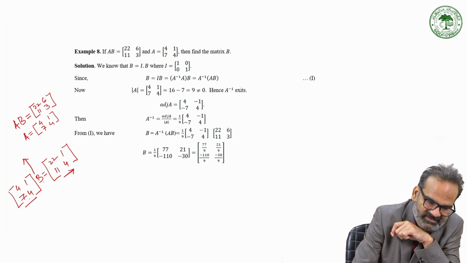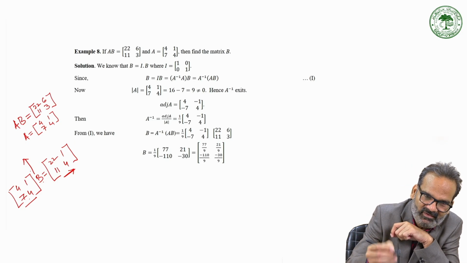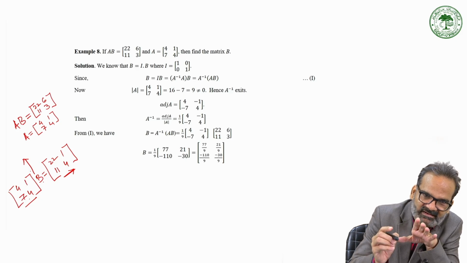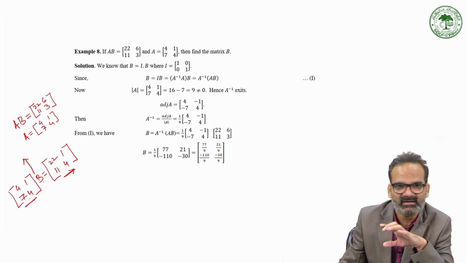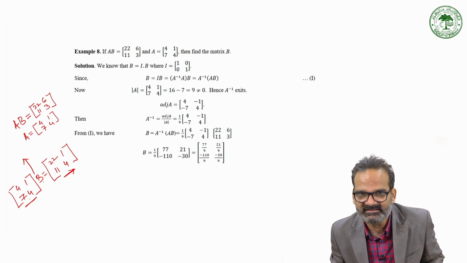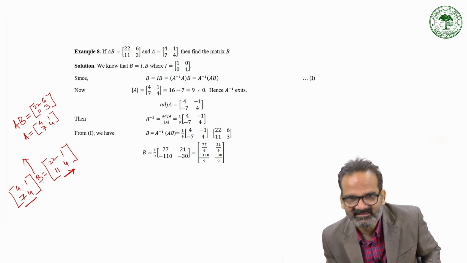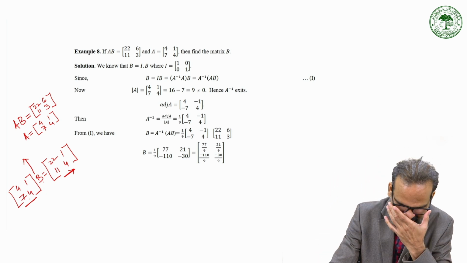This matrix is given, this matrix is given, B is not given. And what we want to do: what should be the matrix B such that if the matrix B is multiplied with this matrix, the product of these two matrices should equal the matrix lying at the right hand side. Clear? So see how we will prove it.